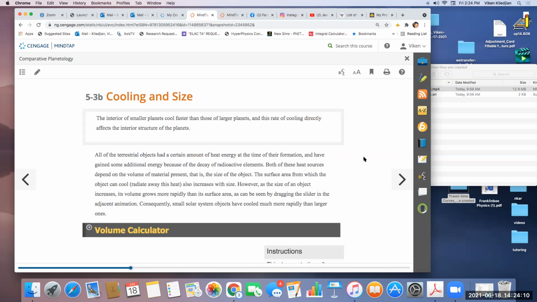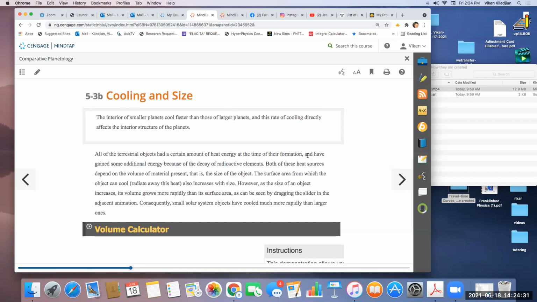Cooling. The interior of a small planet cools faster than those of larger planets. And this rate of cooling directly affects the interior structure of the planet. So smaller planets, it's saying, cool faster. All of the terrestrial planets had a certain amount of heat energy at the time of their formation and have gained some additional energy because of the decay of radioactive elements. Both of these heat sources depend on the volume of material present, that is the size of the object. The surface area from which the object can cool also increases with size. However, as the size of an object increases, its volume grows more rapidly than its surface area, as can be seen by dragging the slider in the adjacent animation.